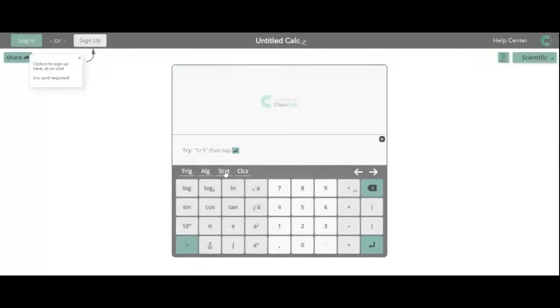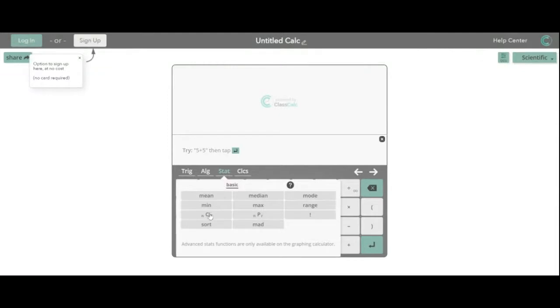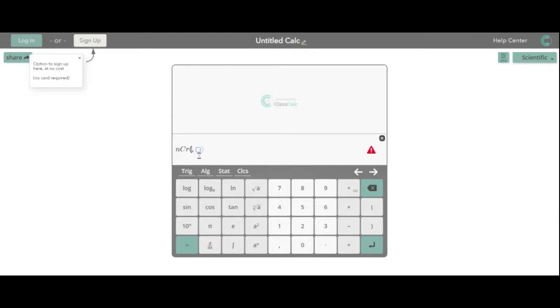Okay, so you're going to hit stats right here. And then over here, you have nCr and nPr. So I use nCr. Now you just have to type in the n and the r values. So the n was 15, and then the r value was 3. And so you should have 455. Okay? That's good? Cool. Okay.